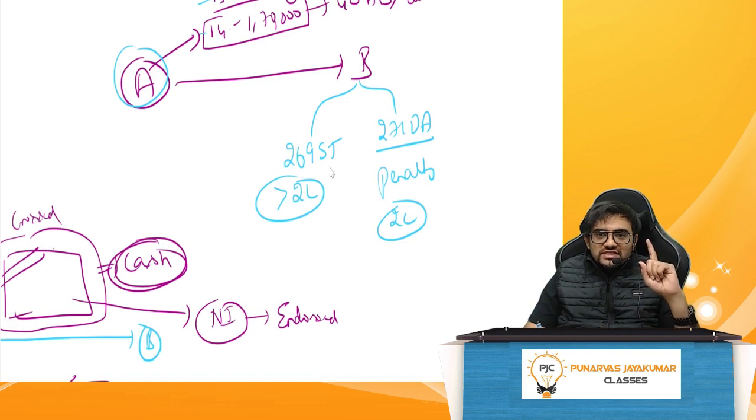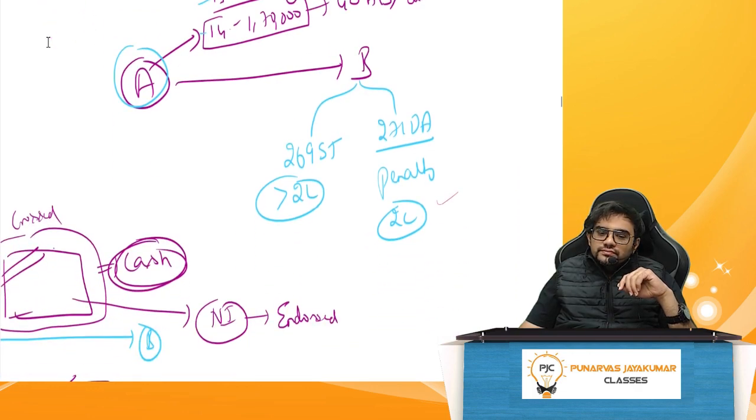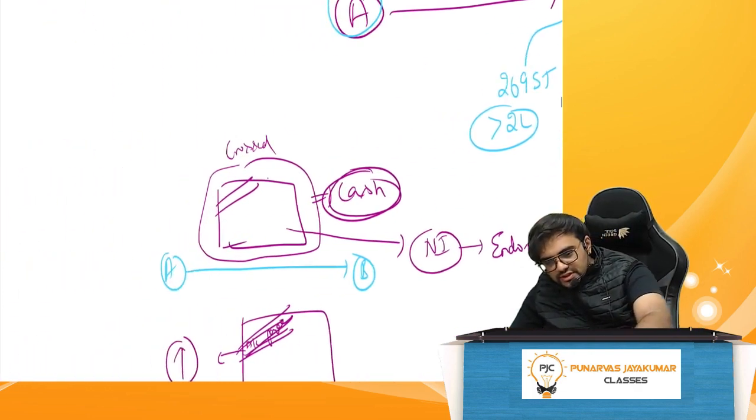269ST says anything which is more than 2 lakh, if you are collecting per transaction in cash, then 271DA penalty will come. What is the penalty? Up to the amount of the expenditure. A penalty can be 2.1 lakh actually. Deadly. Right? That's what I'm trying to tell.